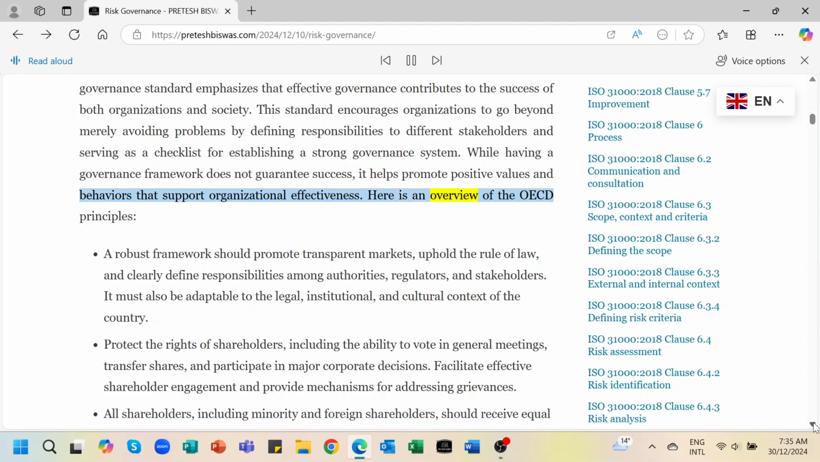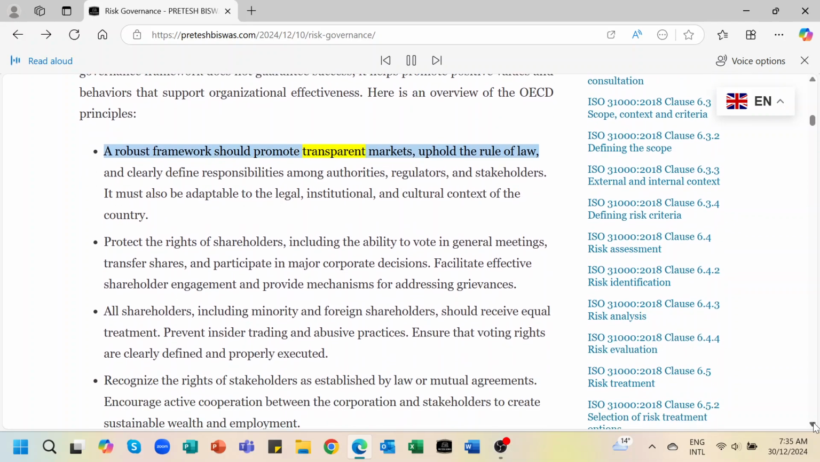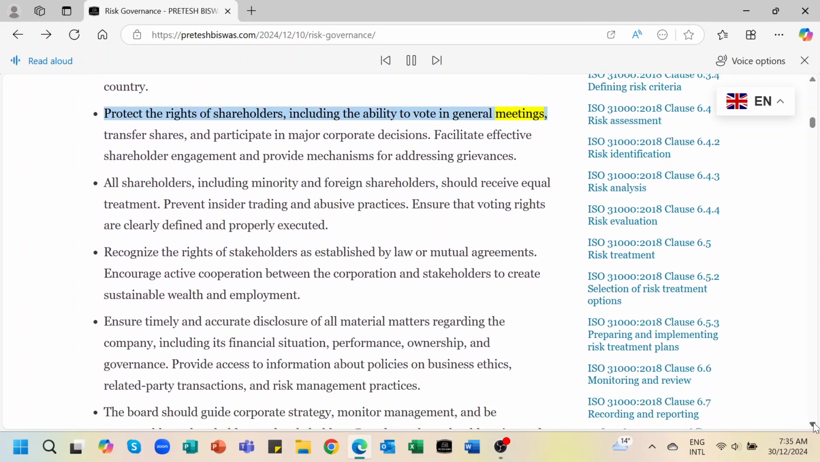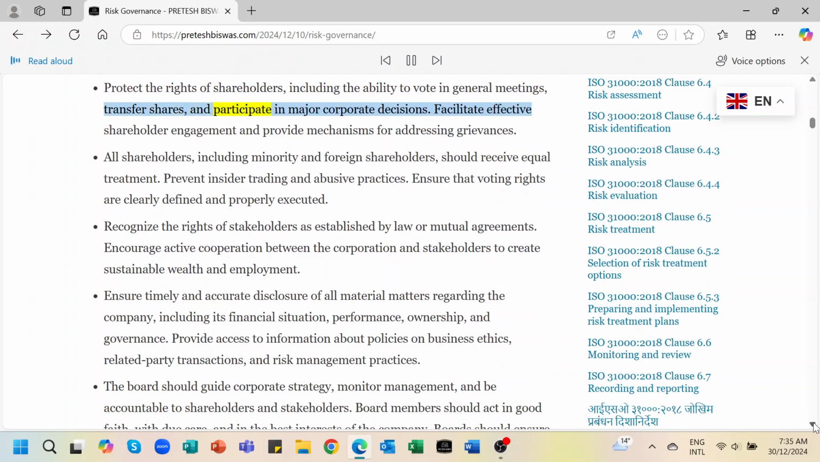Here is an overview of the OECD principles. A robust framework should promote transparent markets, uphold the rule of law, and clearly define responsibilities among authorities, regulators, and stakeholders. It must also be adaptable to the legal, institutional, and cultural context of the country. Protect the rights of shareholders, including the ability to vote in general meetings, transfer shares, and participate in major corporate decisions. Facilitate effective shareholder engagement and provide mechanisms for addressing grievances.